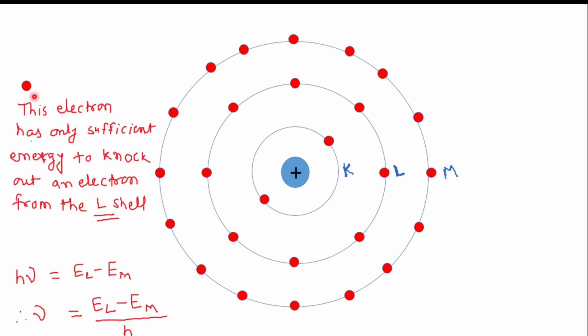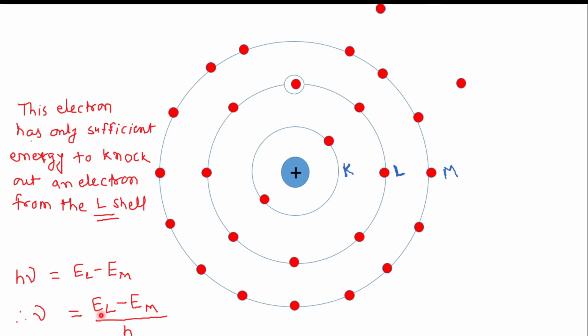If the electron coming has only sufficient energy to knock out an L shell electron, not a K shell electron, it will knock out the L shell electron, creating a vacancy. This vacancy is filled by the nearby orbit, that is the M orbit, and the difference between these two energies, EL minus EM, gives h nu equal to EL minus EM.